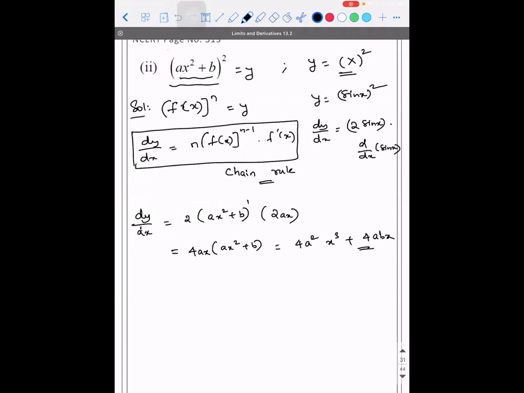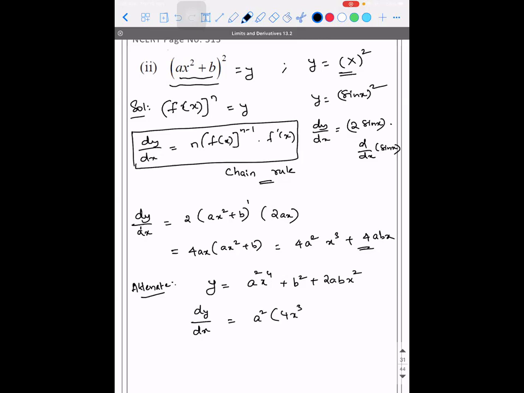Now I have a question. Suppose you didn't get this idea. What is the alternate way to solve this without the chain rule? We split it into two parts, sir: (ax square plus b) into (ax square plus b), and differentiate using the product rule. Yes, that also can be done. Or you can just expand the square. It is a square x power 4 plus b square plus 2ab x square. You can do this also. Right? Then what is dy by dx?